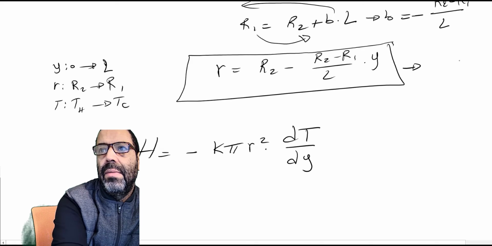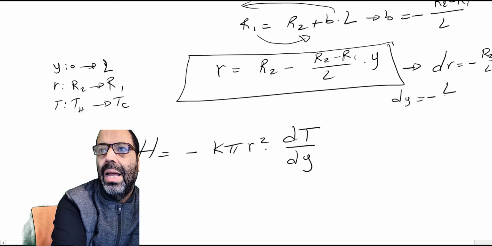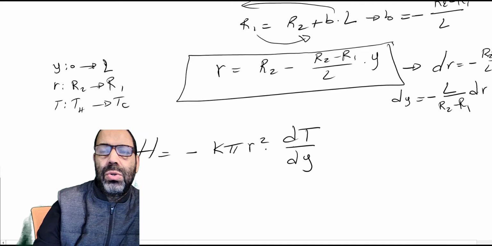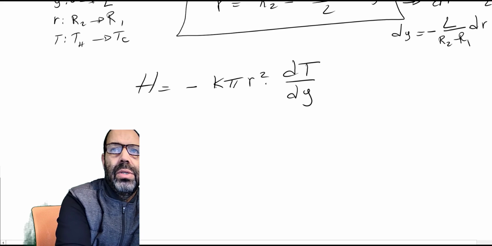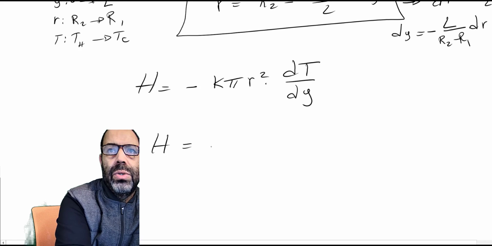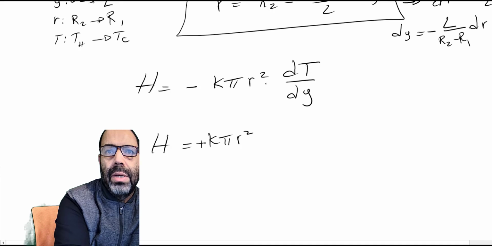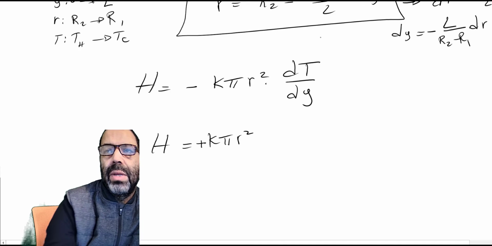So that means that dr is equal to minus r2 minus r1 over L times dy. In other words, dy is equal to minus L over r2 minus r1 times dr. So making that substitution in here, I have the minus and the minus, they will cancel, so we'll have a positive in there. So it's going to be h equal to k pi r squared. So this is a positive because there is another minus coming from that term in there.